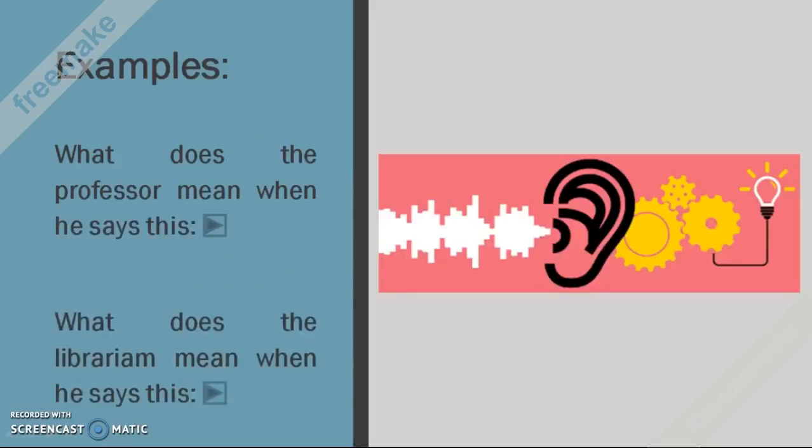Here you have some examples. What does the professor mean when he says this? And you have the replay part. Second example says, what does the librarian mean when he says this? Okay, so you will hear again, and then with those tones of voice, you may get an idea of what is told. For example, this.